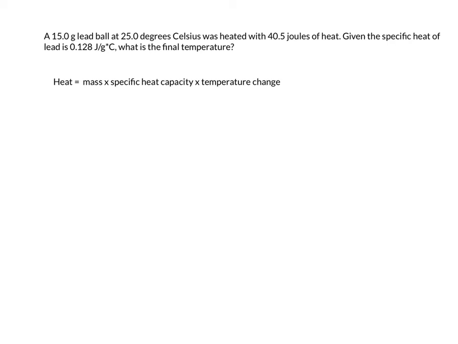So for this question, we are going to use our heat equals mass times specific heat capacity times temperature change. And that formula looks like this when we add in the variables. Heat is given the symbol of Q, mass is M, always in grams, times our heat capacity, which is right there, times our change in temperature. The little triangle signifies change in temperature.